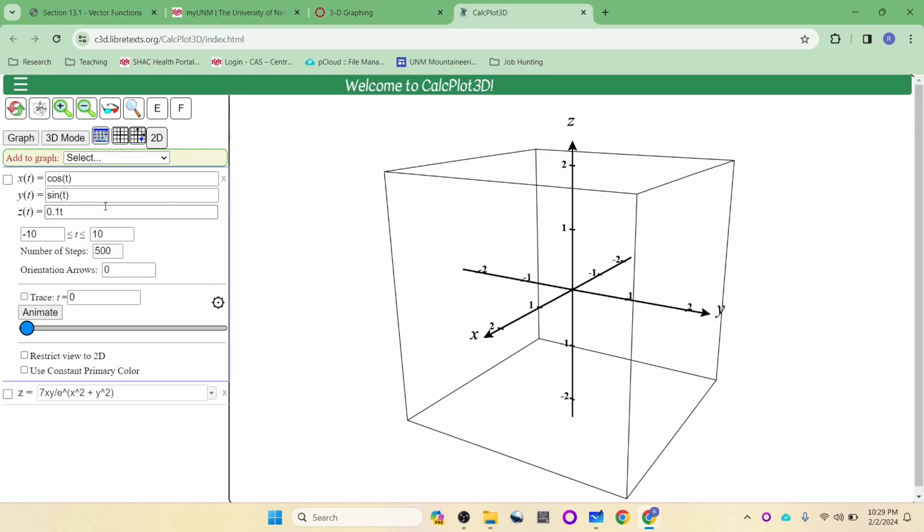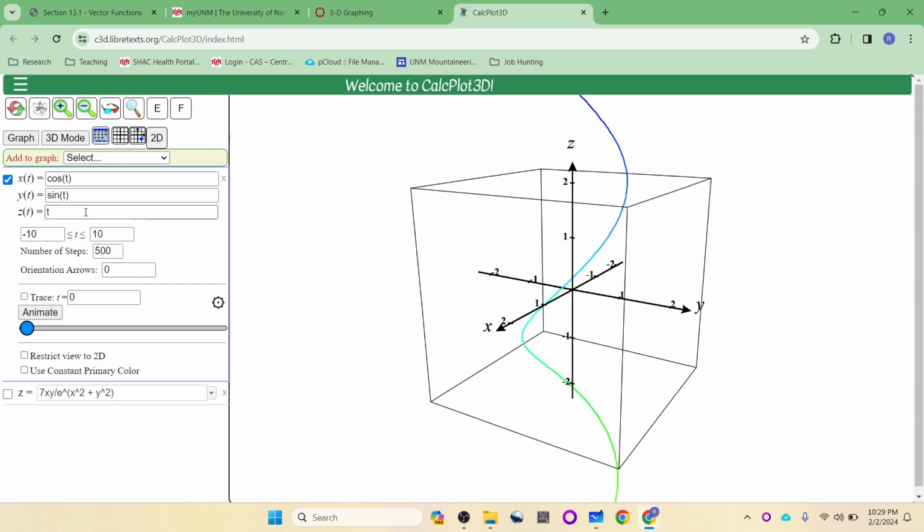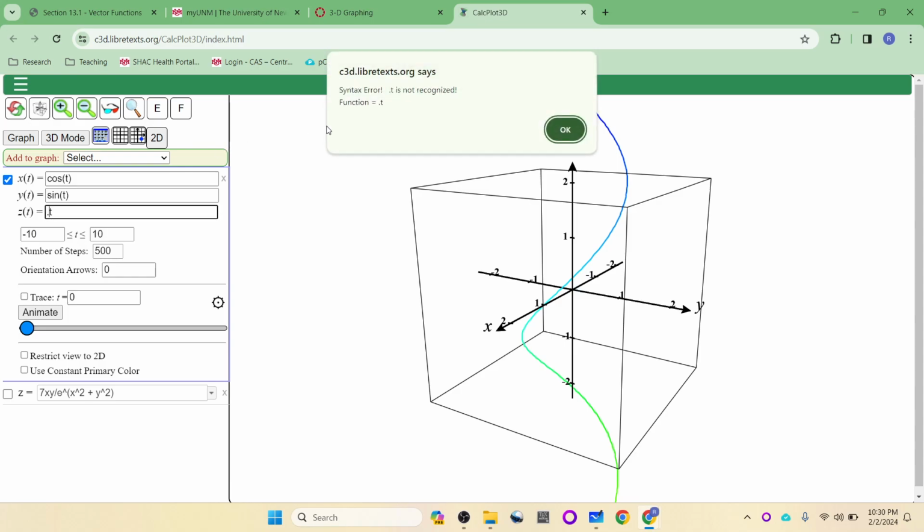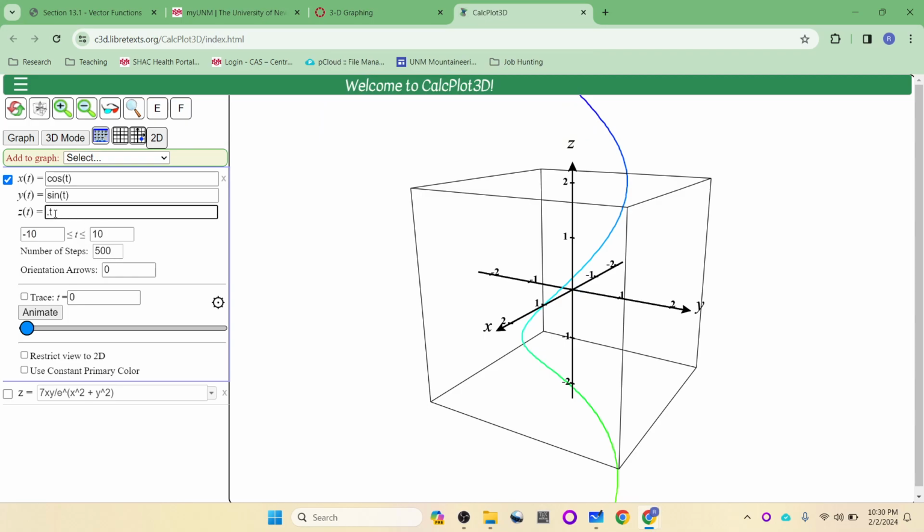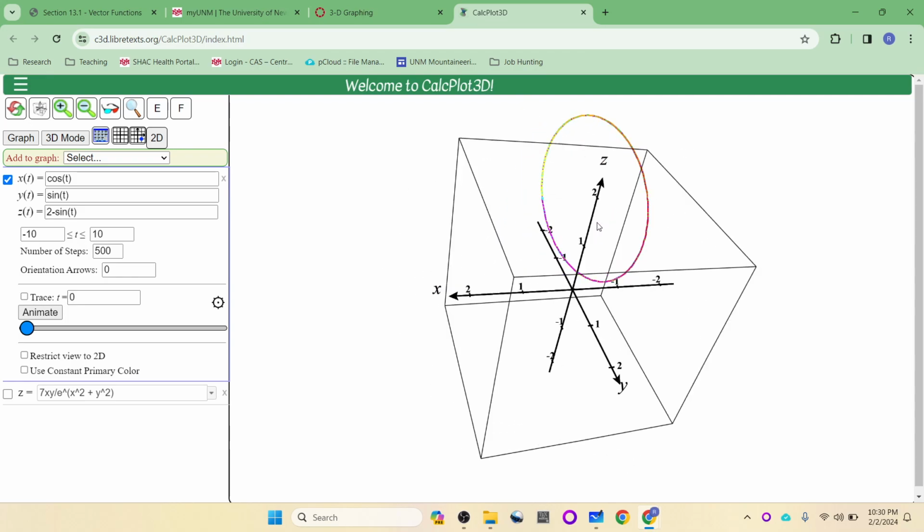It's cosine of t, sine of t. And here's the earlier one we saw. It gives the spiral going upward. It's a little hard to see, but if we made it 0.1 t, you can see it a little better because it's smaller. That was the earlier example. But let's look at the example right now. So z is 2 minus sine t. Now we get this sort of circle out in space like that.